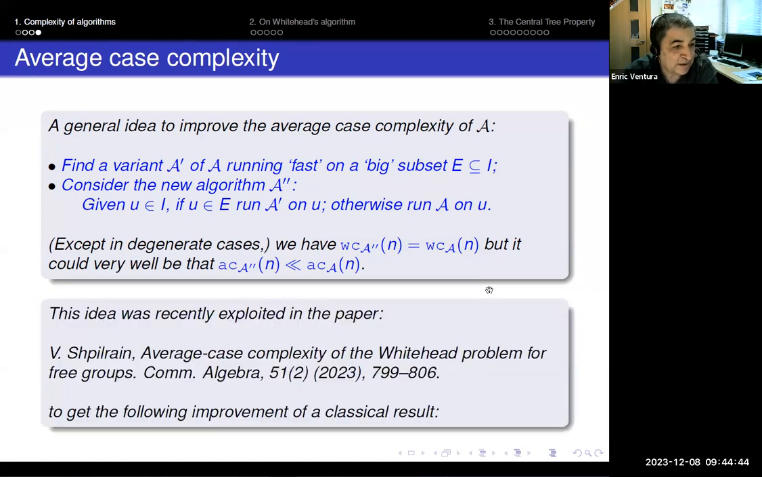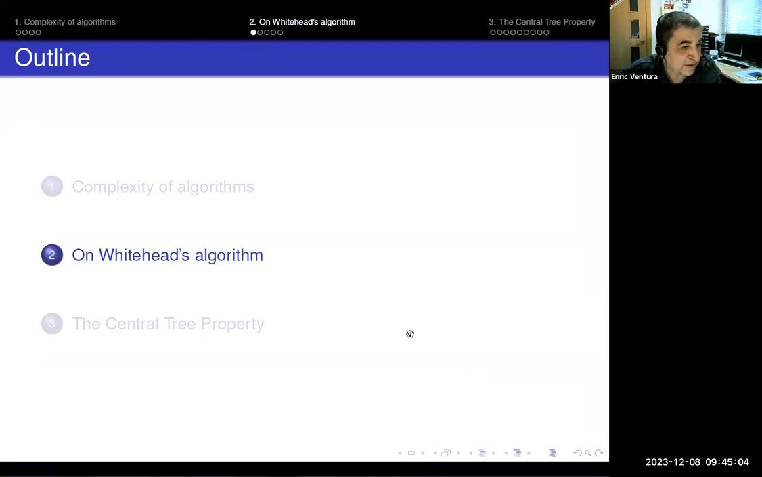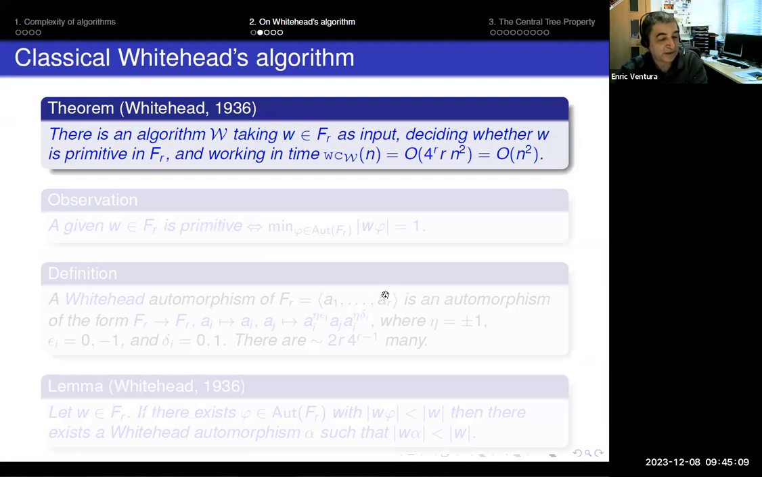Okay, and this was the idea recently exploited by Vladimir Shpilrain in this paper about an improvement of one of the Whitehead classical problems. Okay, so let me talk a little bit about the classical Whitehead algorithm for deciding whether a given element is primitive. So let's concentrate just on the free group of rank r.